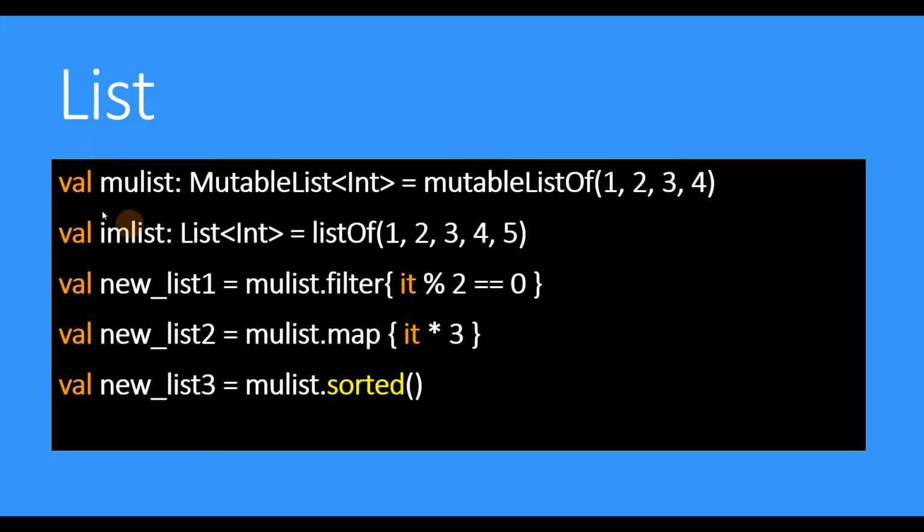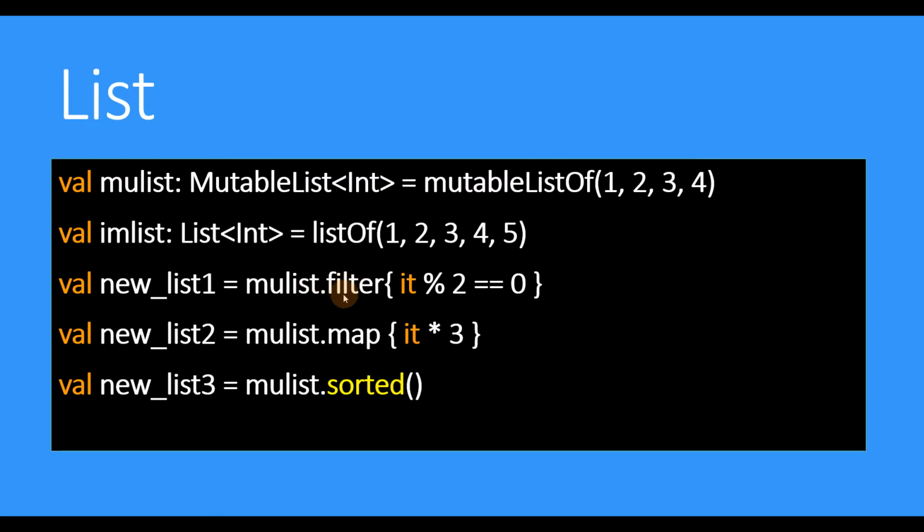Here we see an example of declaration and initialization of a mutable list, and here is an immutable list. They are lists of numbers, of type Int, and then here we see the function filter. In the previous video we also talked about the function filter. It was used for strings.